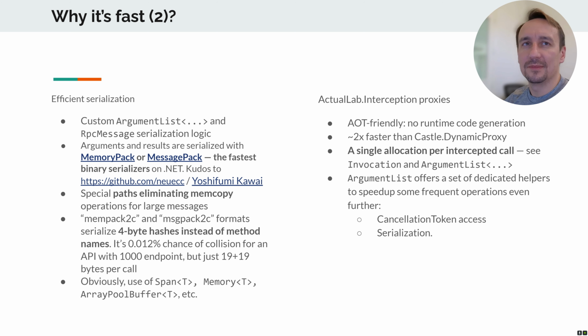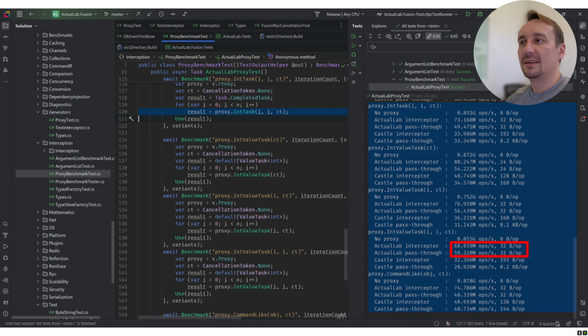Okay, let me show you the proxy code. That's a benchmark, and you can find it in the Fusion repository. It's one of the tests in the Fusion repository. What's interesting here is that, first of all, the ActualLab.Interception interceptor, or proxies, process these calls 2x faster than Castle Dynamic Proxy. So 2x plus, I would say.